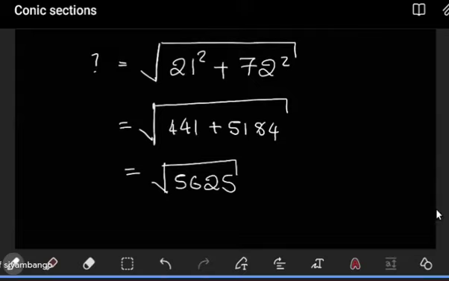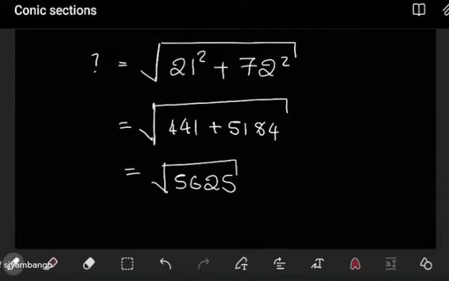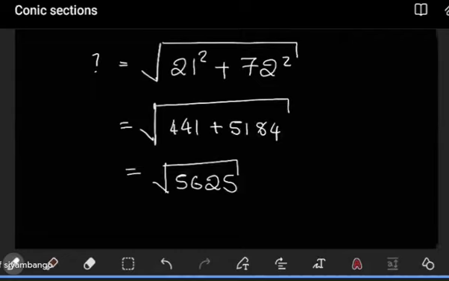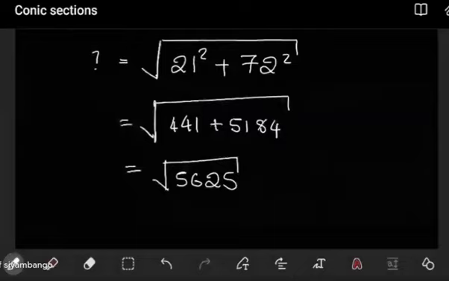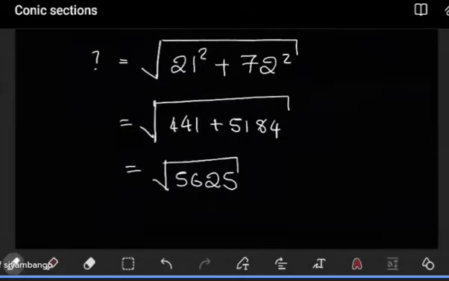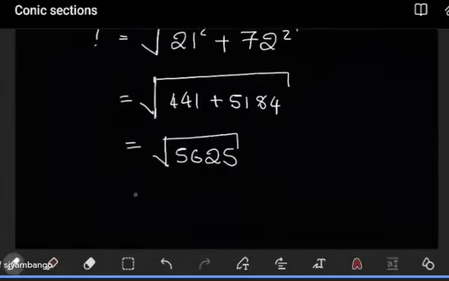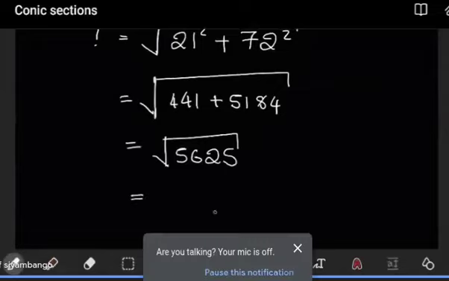Is it a perfect root? Is it? It's 75. So, 5625. Yeah, it is 75. Okay. This question I got from some assignment.